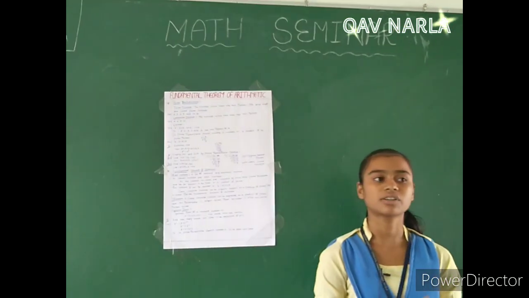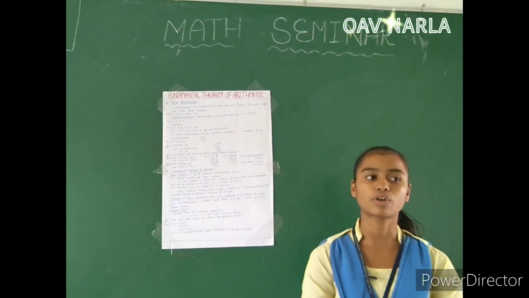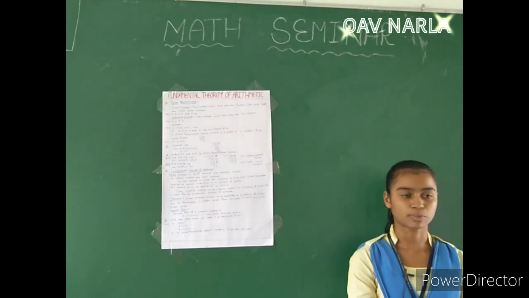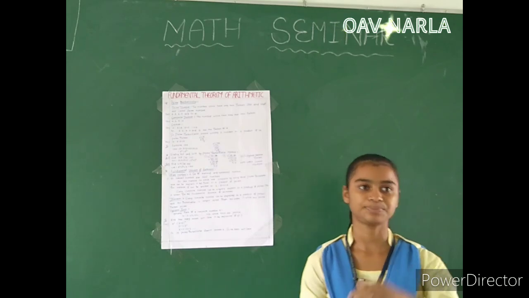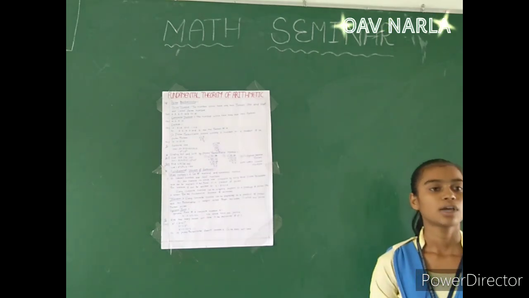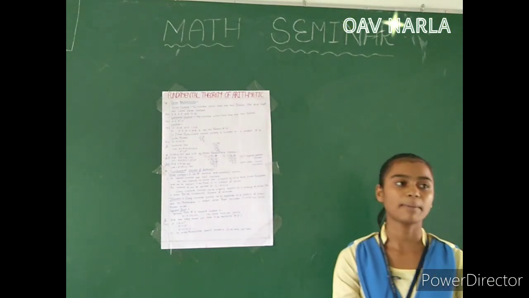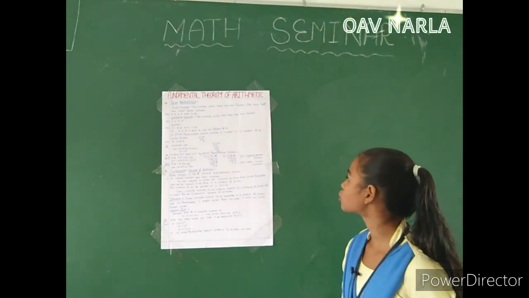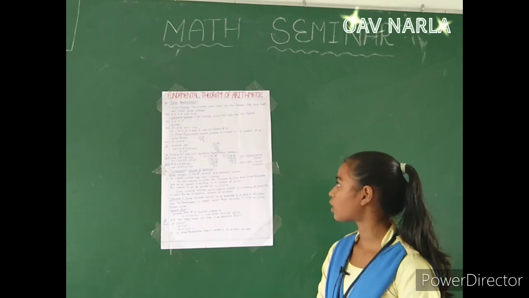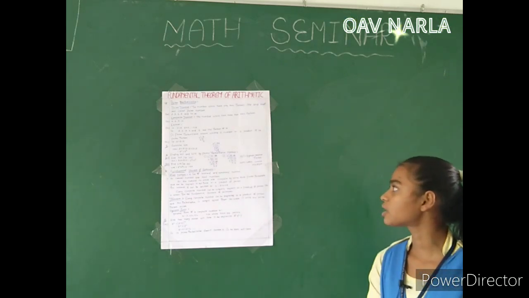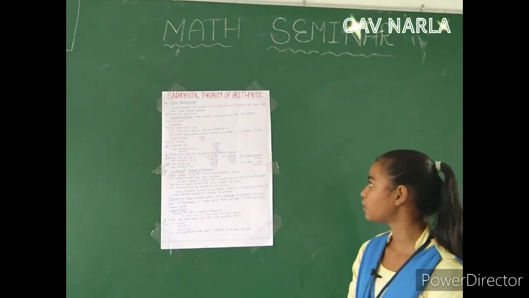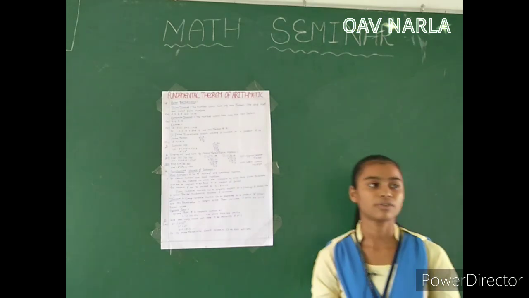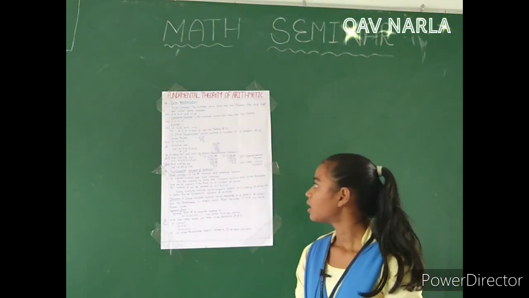So prime factorization means writing a number as a product of prime factors. Writing 12 as 2 into 2 into 3 is the prime factorization of 12. Just like that, we can also factorize 144. So 144 can be written as 2 into 2 into 2 into 2 into 3 into 3, that is 2 to the power 4 into 3 square.